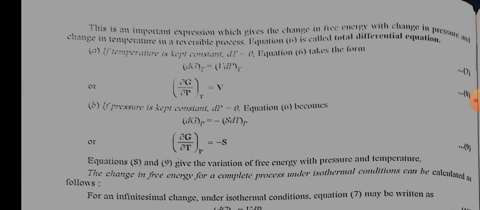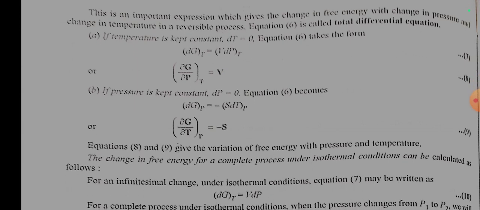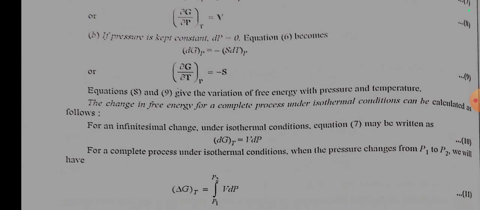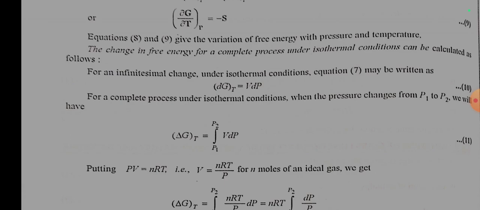This is an important expression which gives a change in free energy with the change in pressure and change in temperature in a reversible process. Equation 6 is called the total differential equation. A. If temperature is constant, dT is equal to 0. Equation 6 takes the form dG by dP is equal to V. B. If pressure is kept constant, that is dP is equal to 0, equation 6 becomes dG by dT at constant P is equal to minus S. Equations 8 and 9 give the variation of free energy with pressure and temperature.